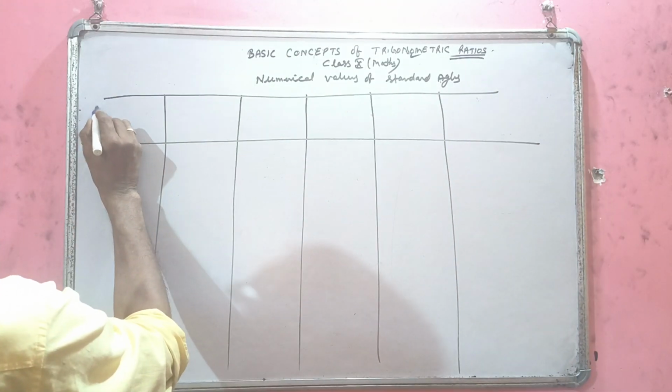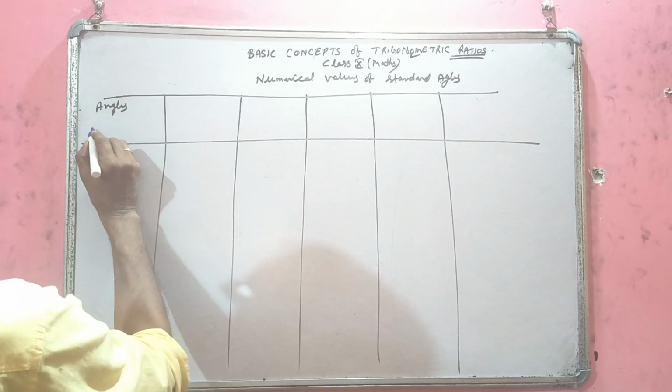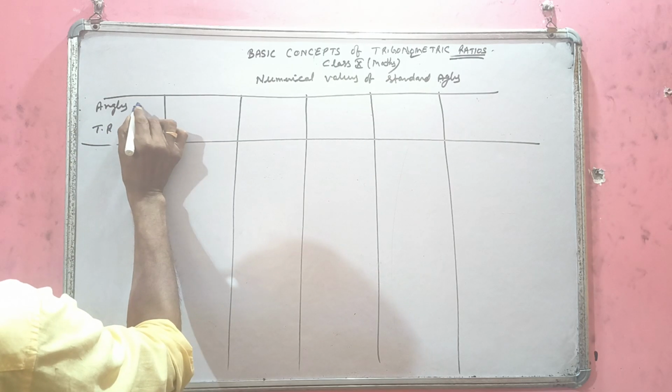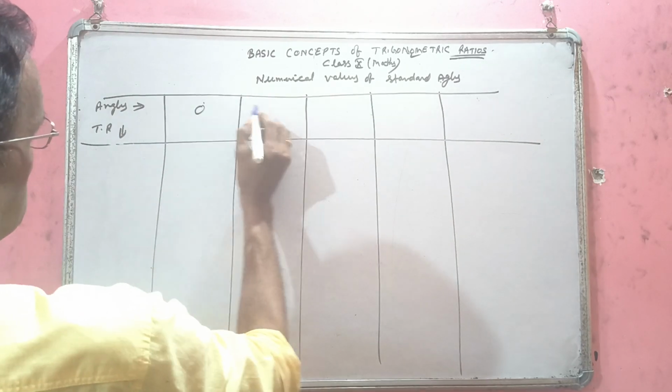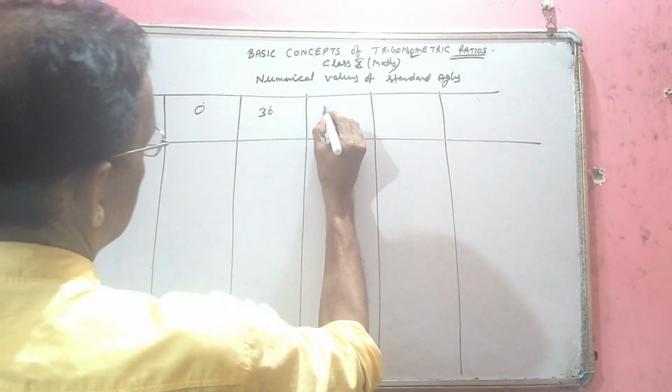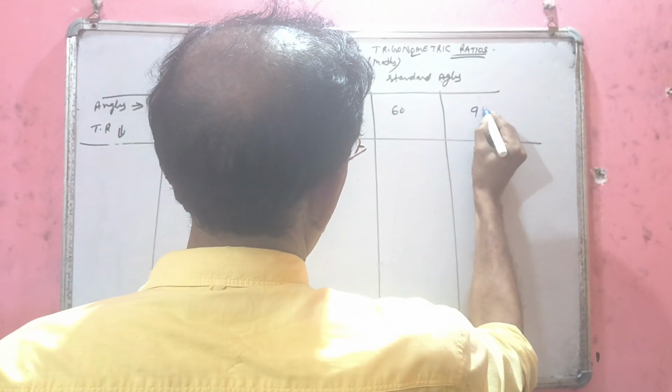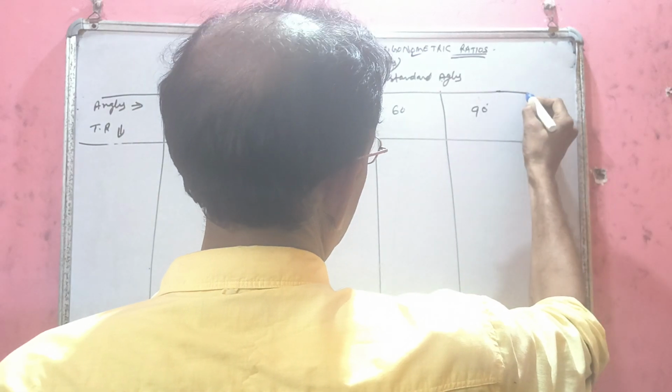See, the angles and the trigonometric ratio. This is trigonometric ratio and this is angles. The standard angles are 0 degree, 30 degree, 45 degree, 60 degree and 90 degree. You need to know orally. Okay.